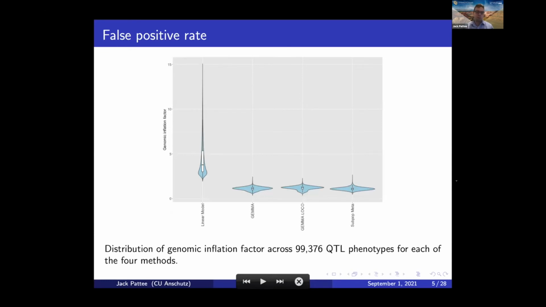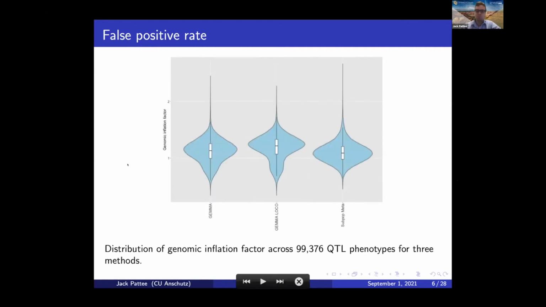This plot shows from left to right the distribution of the genomic inflation factor for the linear model, GEMMA, GEMMA loco, and the subpopulation meta-analysis. The takeaway here is that the linear model is very pathologically inflated. The minimum value is around 2, the median's around 3 point something. All the values are so inflated that we basically can't trust any inferential results from the linear model because we have this pathological type 1 error inflation. And that's what we suspected, right, given the model violations in the application of the linear model in this case. So that model is basically out. We won't consider it going forward.